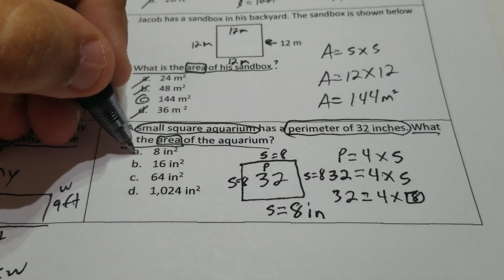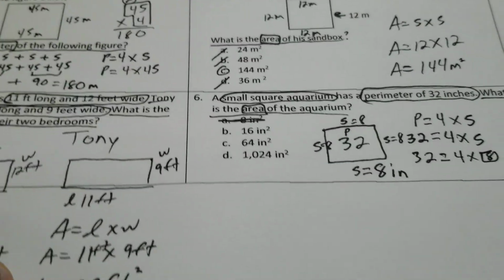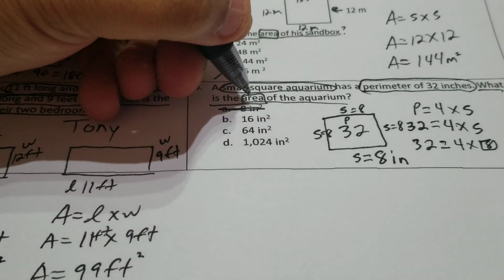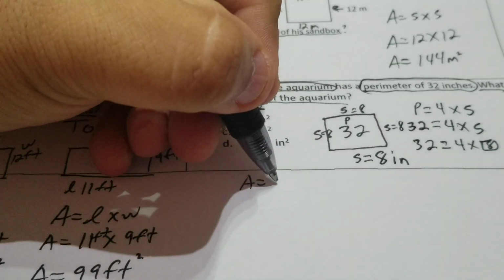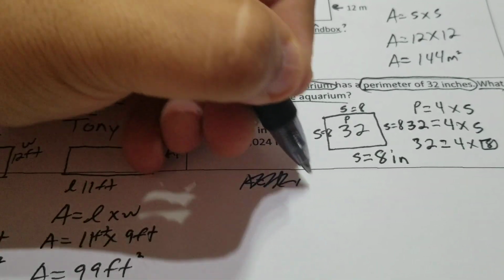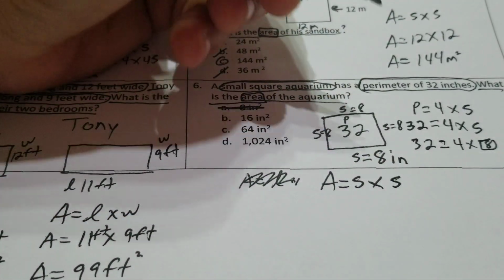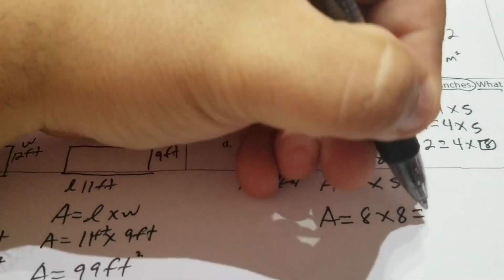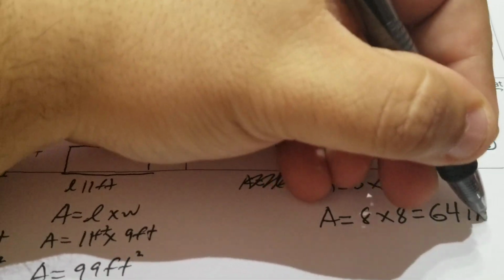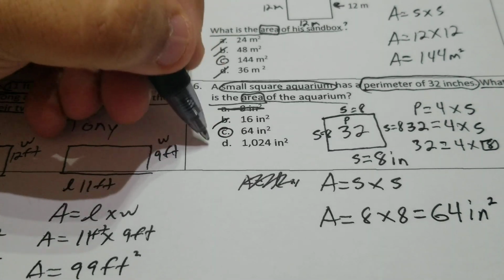No. So therefore, do not choose A. That would be what we call the first step trap. Do not pick that. Instead, we have to find the area. The area of this aquarium would simply be length. I apologize, that's for a rectangle. Area would actually be side length times side length. And since it's a square, all the sides are of equal length, so it's 8 times 8, which would give us 64 square inches, which would be letter C.